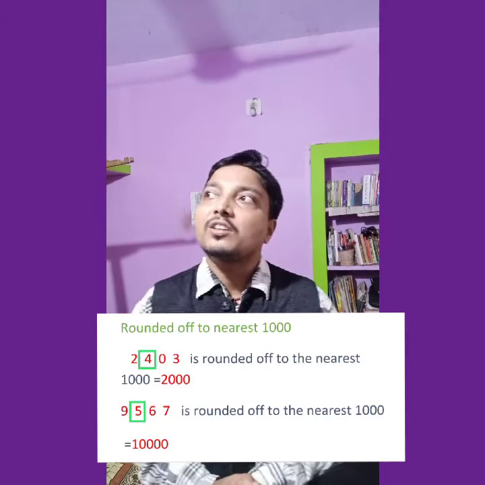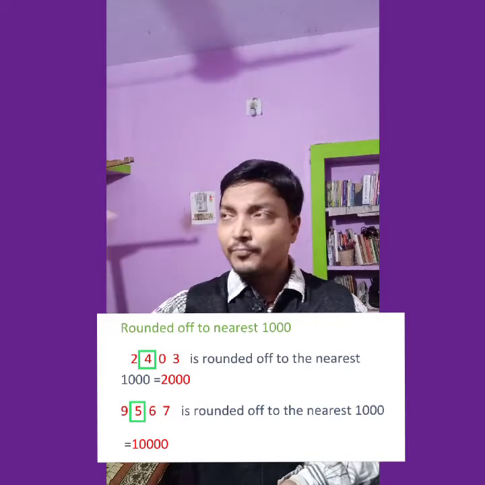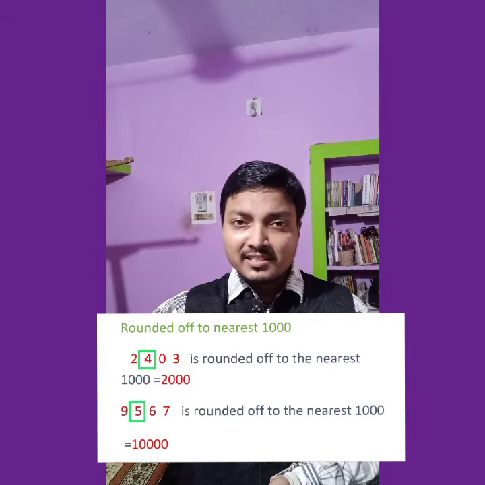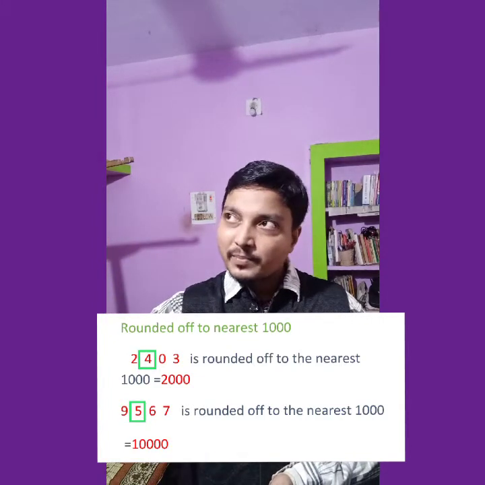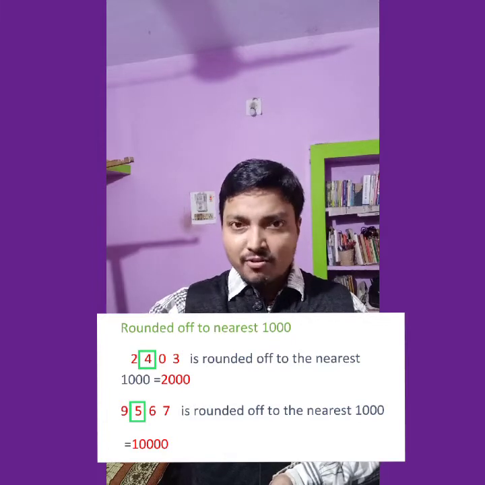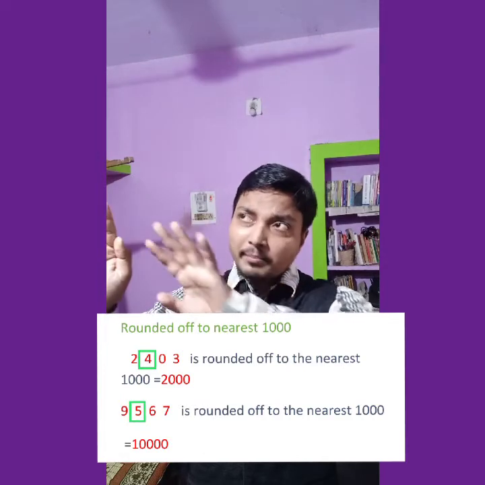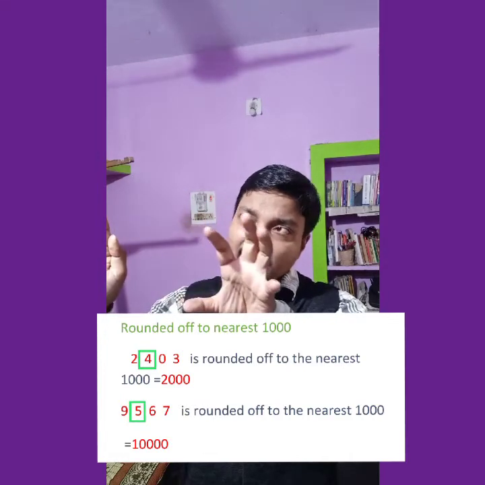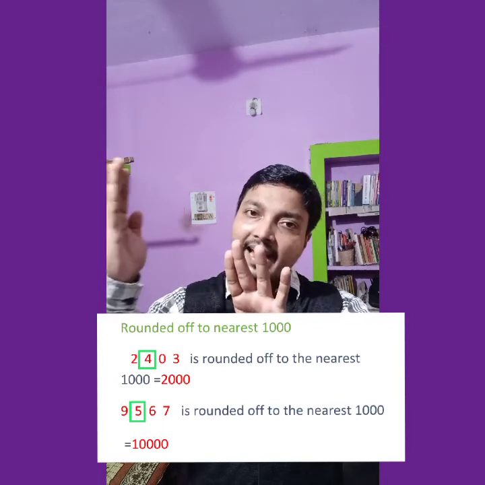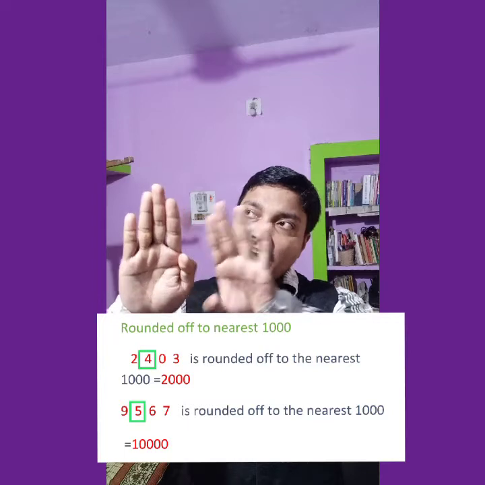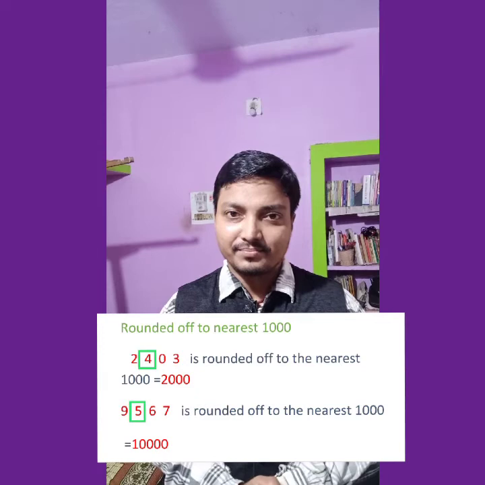Ready? Here in 2403, the 100s digit is 4, which is less than 5. So the 100s digit should be replaced by 0, tens by 0 and ones by 0. The previous part is the 1000s, which is 2, and it remains the same. It means 2 followed by 000, so 2000.